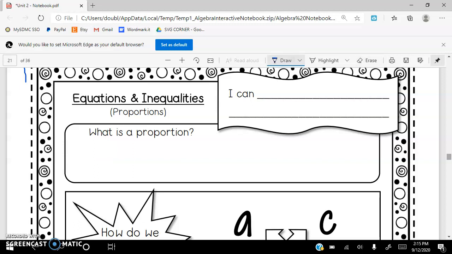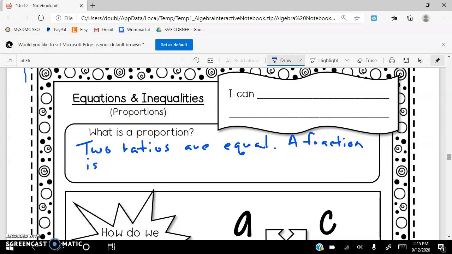So a proportion says that two ratios are equal. And remember, a ratio is a fraction. So basically a fraction is set equal to another fraction.